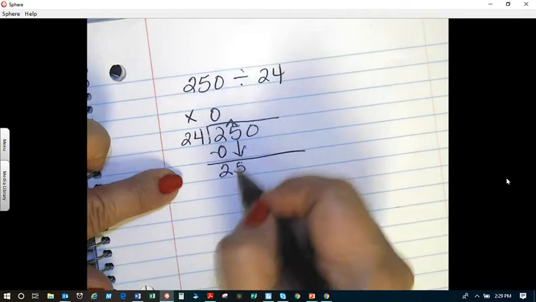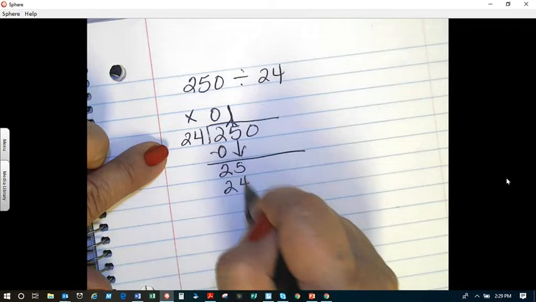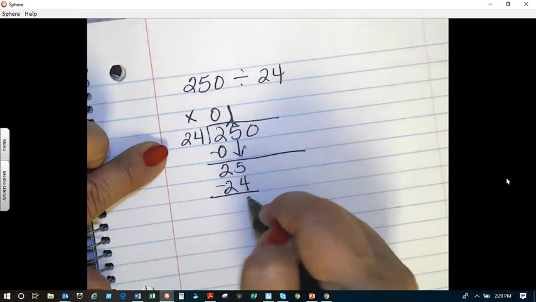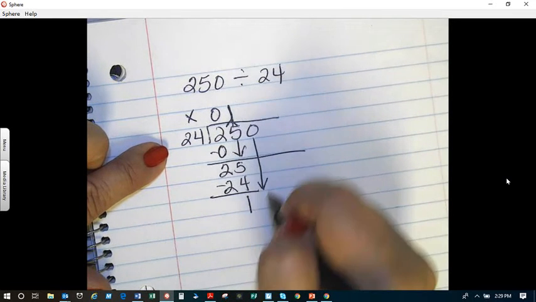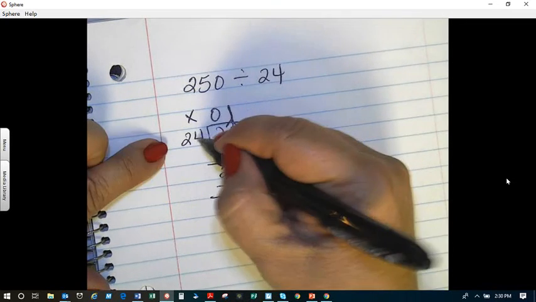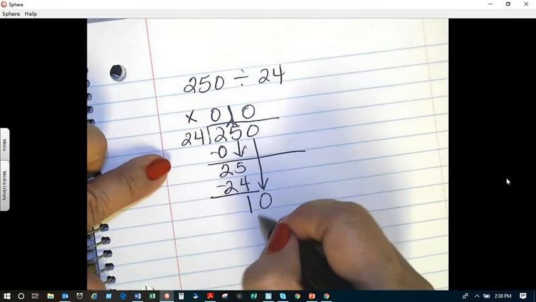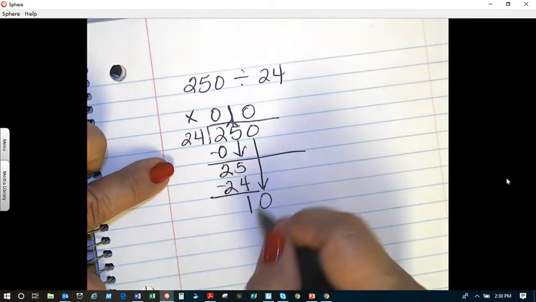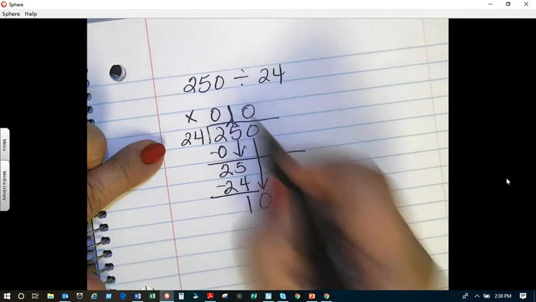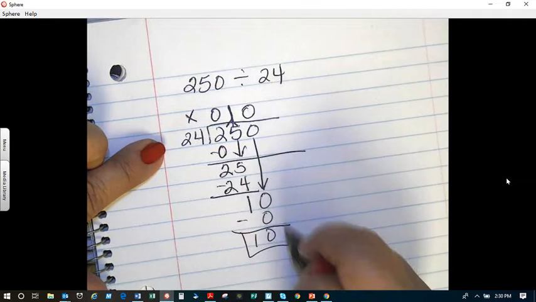24 can go into 25 one time. 1 times 24 equals 24. And 5 minus 4 equals 1. Now I'm going to bring down my 0. Look at that. All right, so 24 cannot go into 10, because 0 times. So I'm going to have a remainder of, and if I wanted to follow through that, I can hear people like, well, you're supposed to subtract out. There you go. I have a remainder of 10.